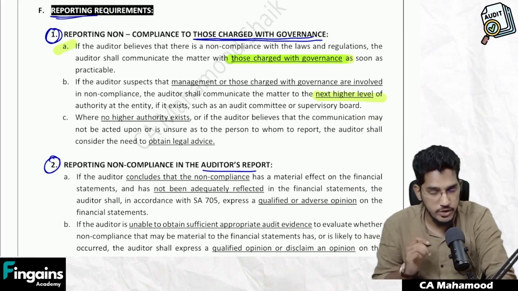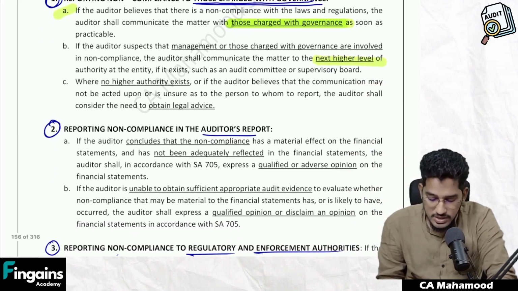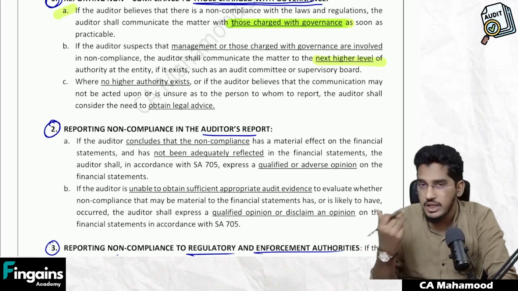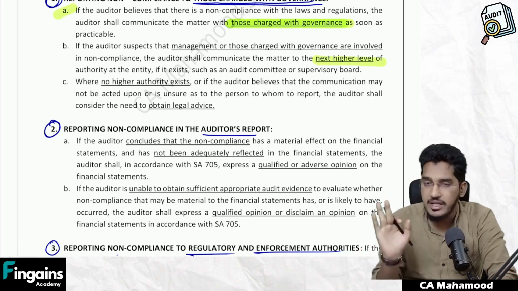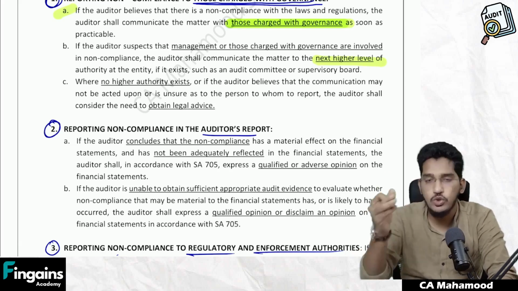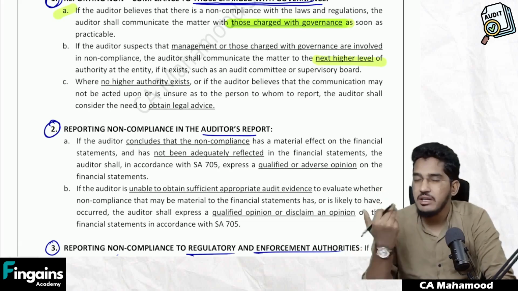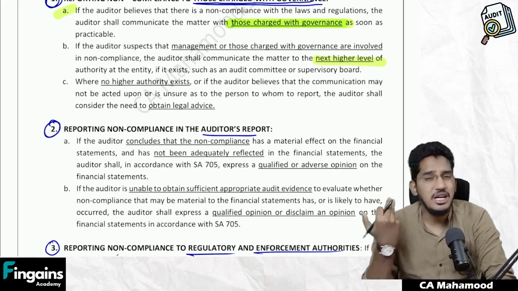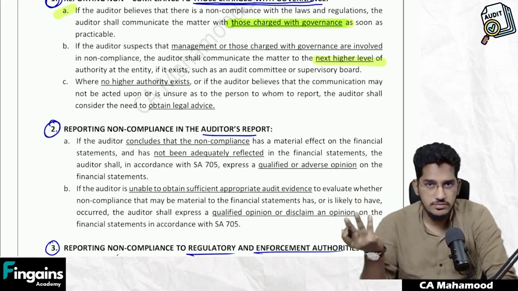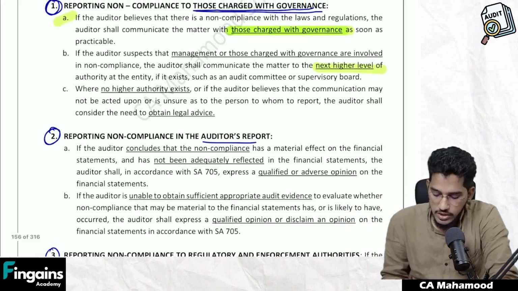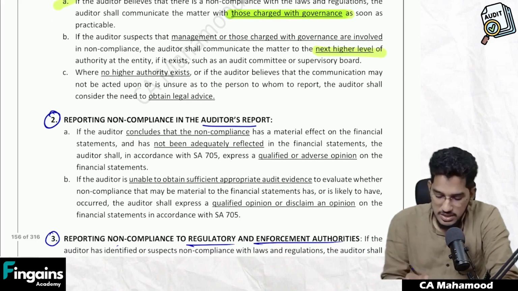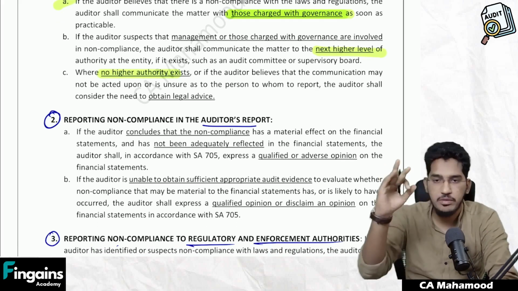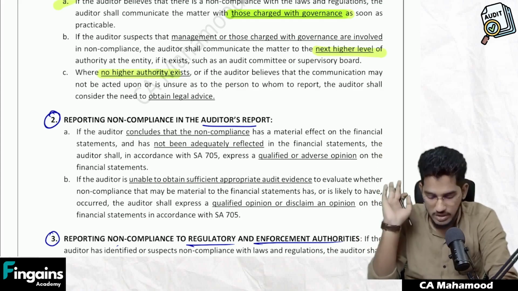That will be addressed in the C point, where no such higher authority exists. There is no other higher level of authority. Or if the auditor believes that the communication may not be acted upon, or is unsure as to the person to whom to report. Either you believe that even if you communicate with those charged with governance, no action will be taken, or you are confused and don't know whom to report. See, three things are covered here. You found that those charged with governance themselves are involved in non-compliance, but there is no higher authority. Apart from those charged with governance, there is no higher level of people in the organization.